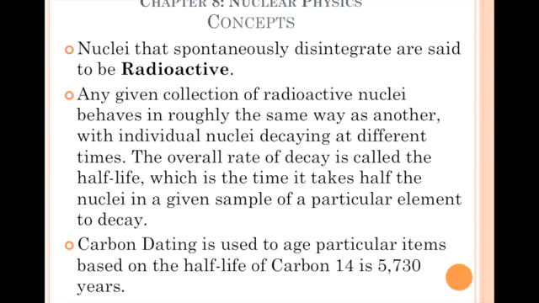Nuclei that spontaneously disintegrate are said to be radioactive. Any given collection of radioactive nuclei behaves in roughly the same way as another, with individual nuclei decaying at different times. The overall rate of decay is called the half-life, which is the time it takes for half of the nuclei in a given sample of a particular element to decay.